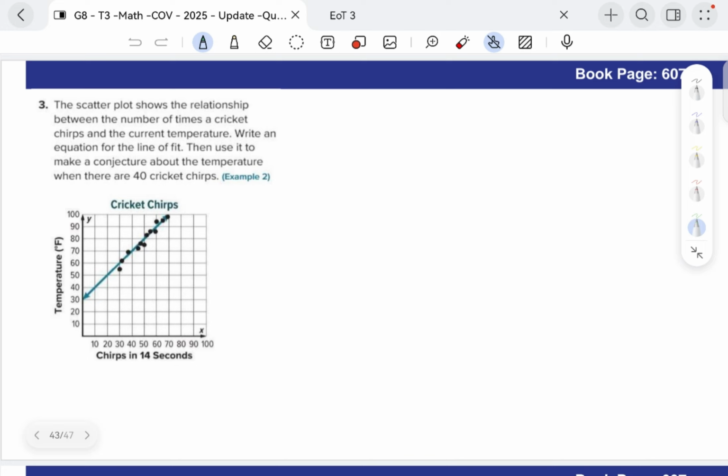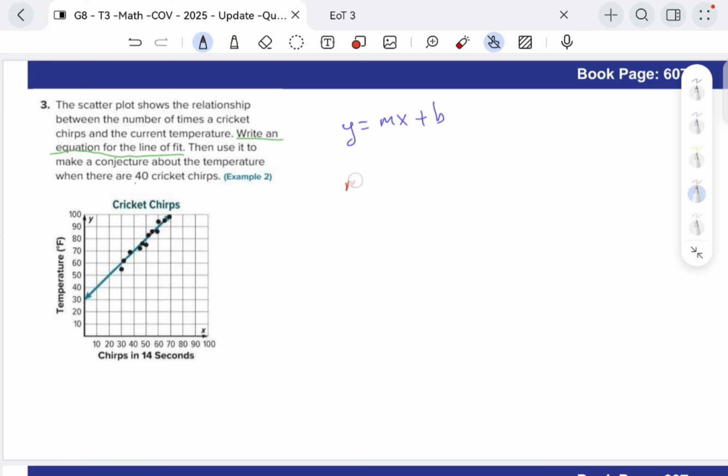Now let's go for question number 3. Question 3 asked me to write the equation for the line of fit, then use it to make a conjecture about the temperature when there are 40 cricket chirps. Okay, first we're gonna write the formula. Y equals mx plus b. Remember, m is the slope and b is the y-intercept. The slope is the rise over run.